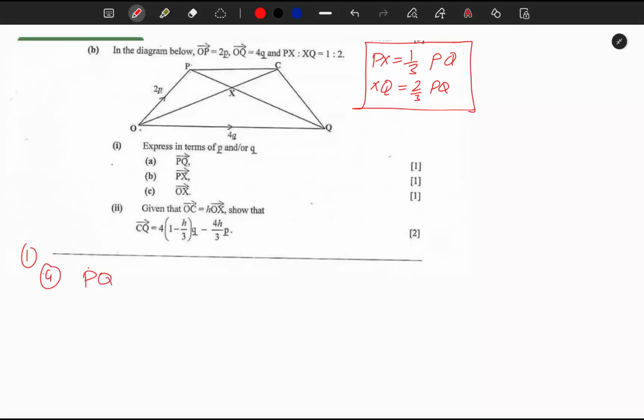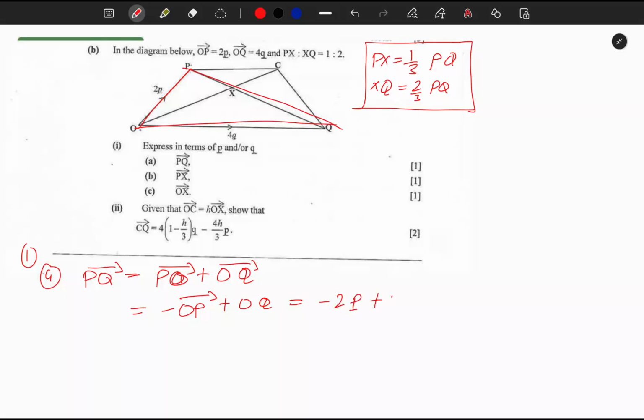We are finding PQ. So PQ, we can move that and that. So this will be PO plus OQ. And PO is just the opposite of OP, right? So that will be negative OP plus OQ. So negative OP, just negative 2P plus 4Q. We are done, right?